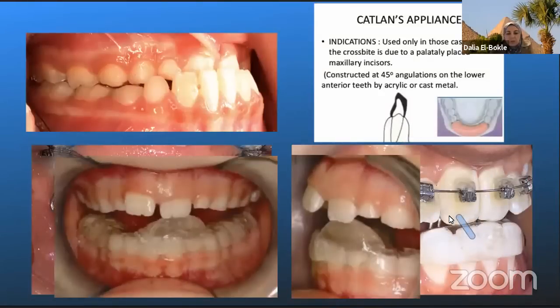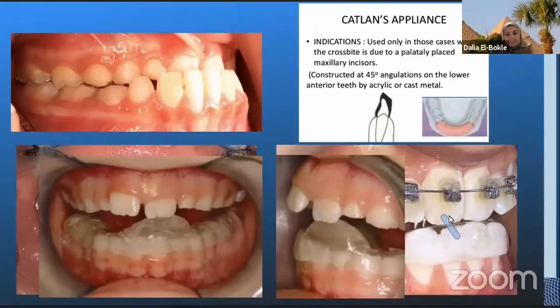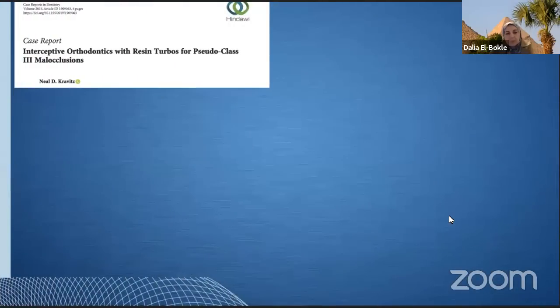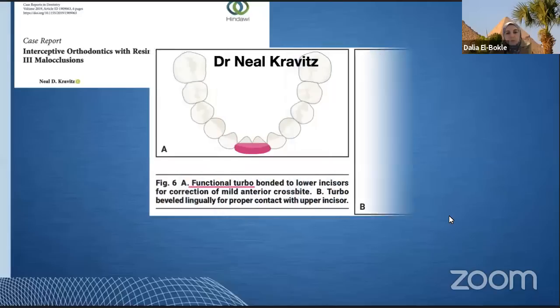And here is another version of the appliance where it is used to correct the single crossbite of the upper left central incisor. Dr. Neil Kravitz has also published an article whereby he used resin turbos in pseudo class 3 malocclusion.